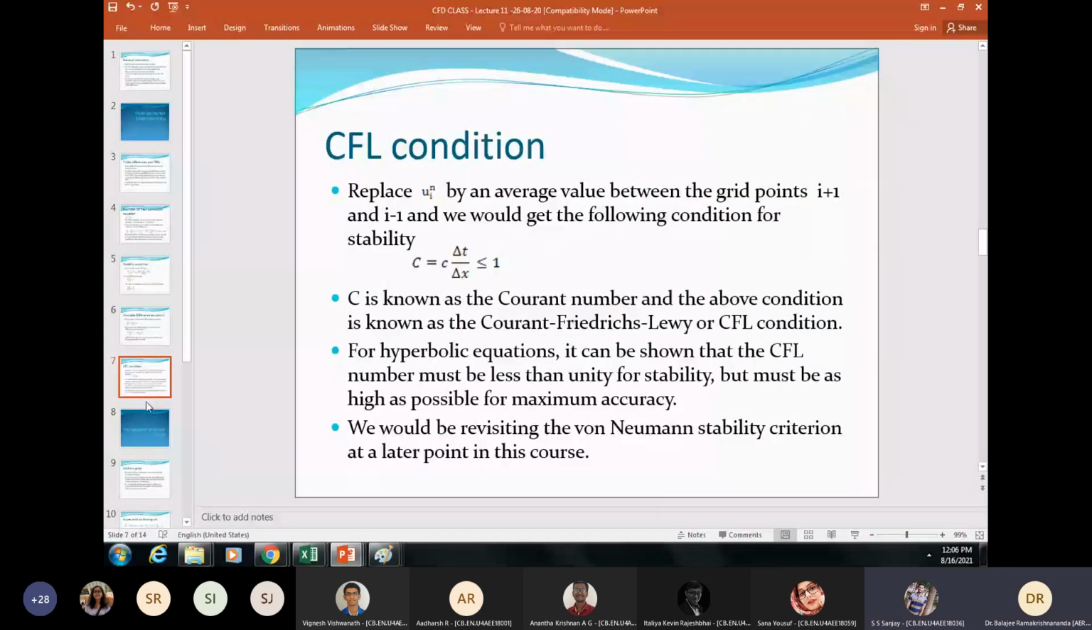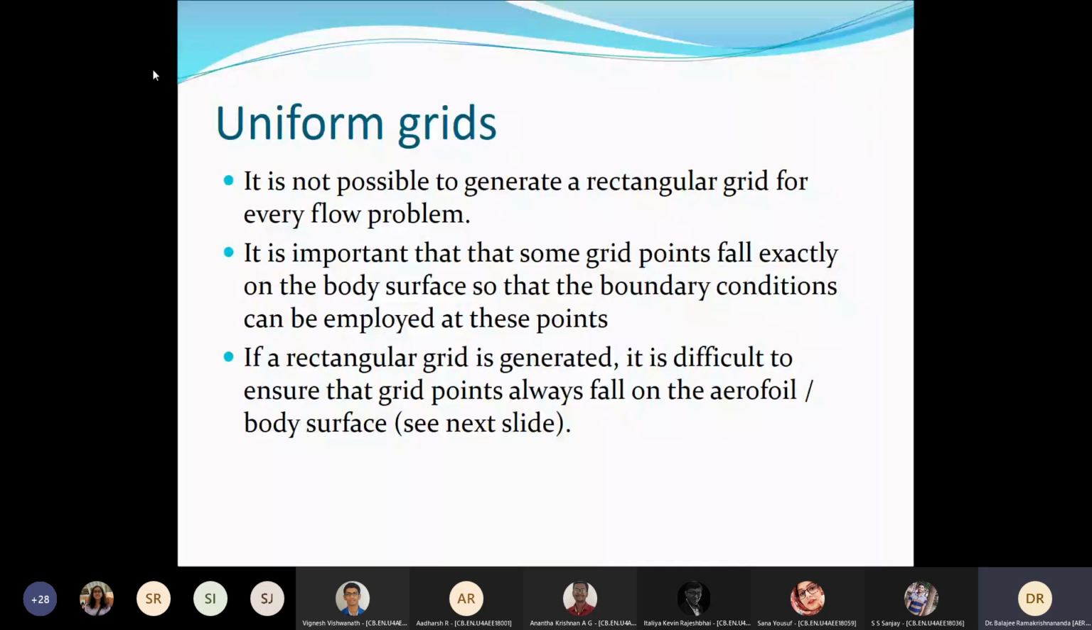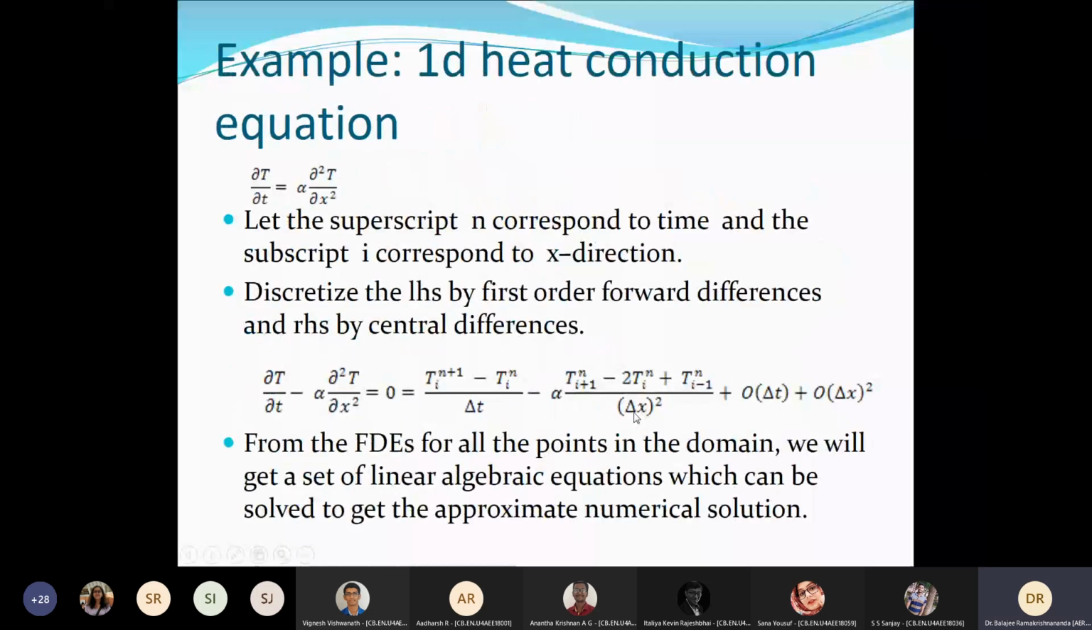So we left off at the CFL condition last class. So I'll just look at transformations and grids now. Uniform grids are grids which have constant delta x and delta y at all points. Remember, all these difference equations are assuming constant delta x and constant delta t.